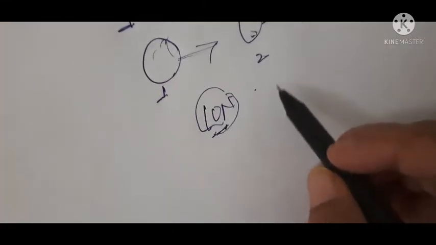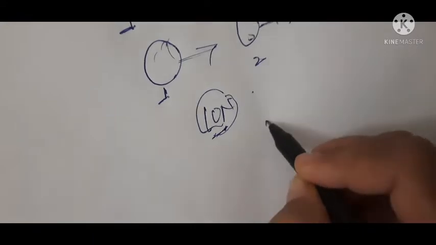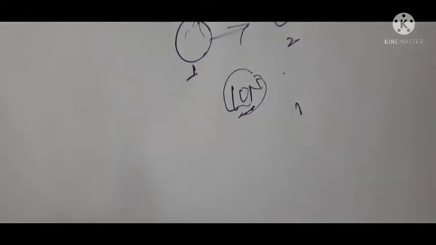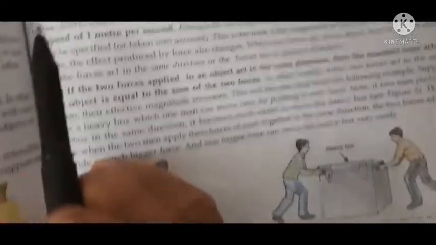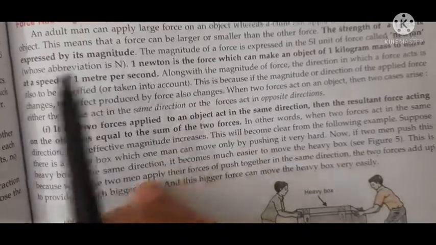The quantity which has magnitude as well as direction is called a vector quantity. Vector and scalar quantities you will study again in class 9. So just remember, force has magnitude as well as direction. I hope it is clear.